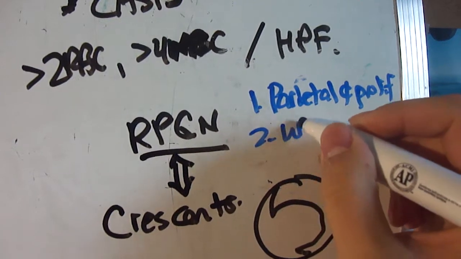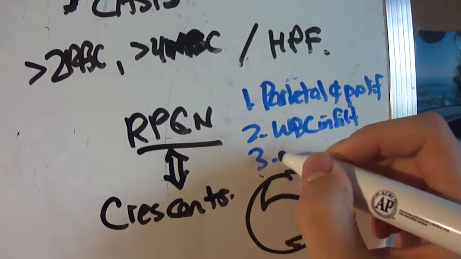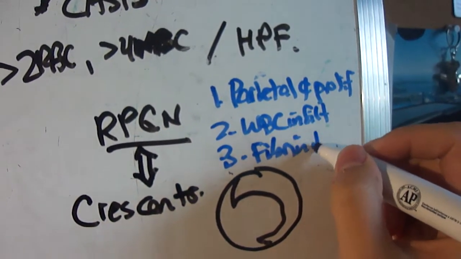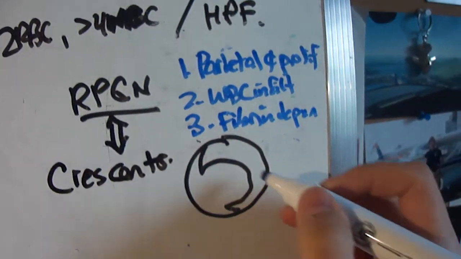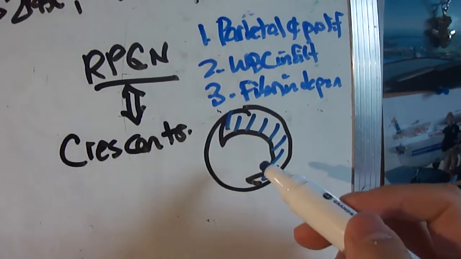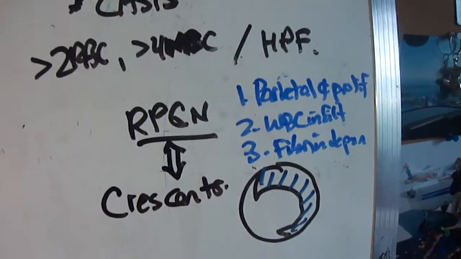Two, you're going to have white blood cell infiltration. And three, from all the inflammatory process, you're going to have fibrin deposition. And that's what makes up the crescent. When you see the crescent, it means you have a glomerular nephritis that is rapidly progressing. Your serum creatinine is going up fast.